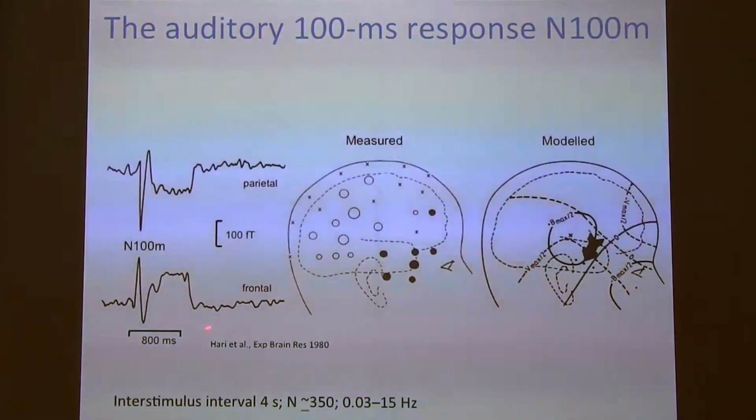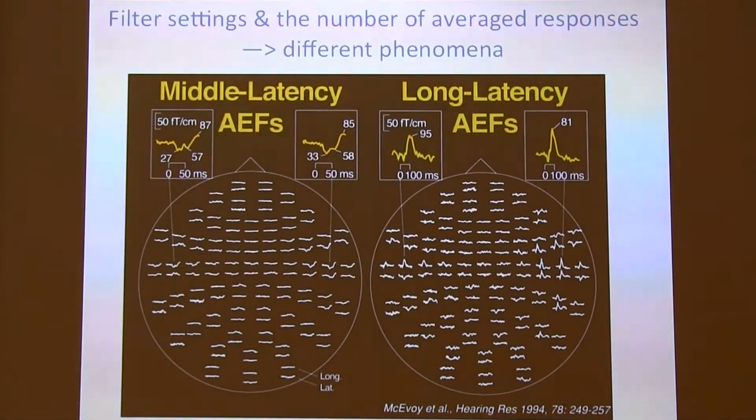In this case there were still very many responses, averaged over 300, and in this picture it's important again that we start at 0.03 Hertz, and then this has been low pass filtered. The source seemed to be the auditory cortex, in contrast to what had been thought earlier. Again, it's important that depending on your filter settings and how many responses you average, you may get quite a different answer.